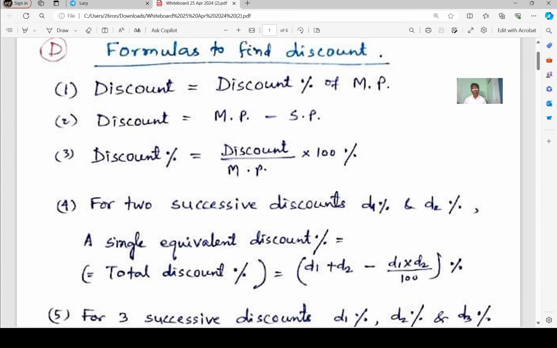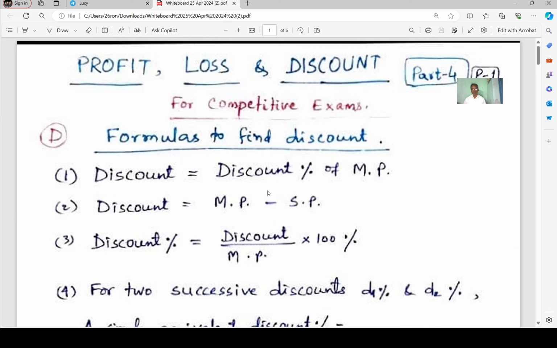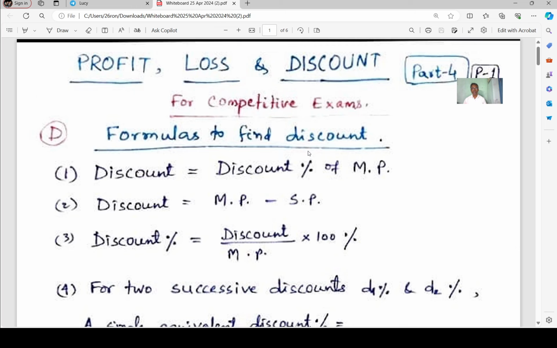Hello students, yesterday I discussed part 3 of profit, loss and discount. Now I am going to discuss part 4, that is the formulas and related examples regarding discount and discount percentage.